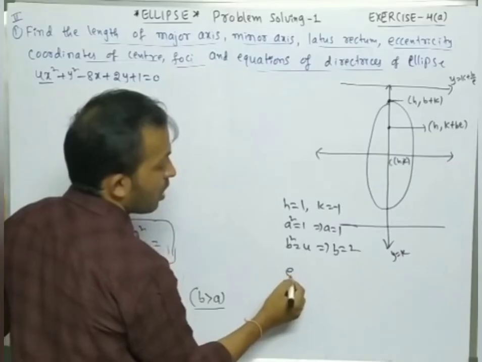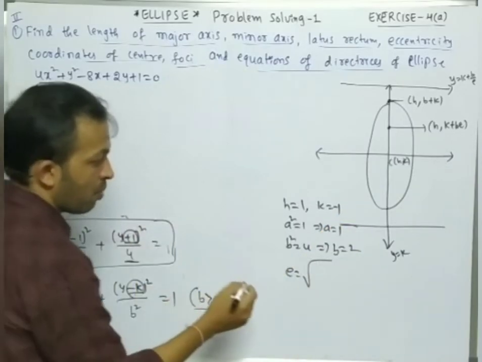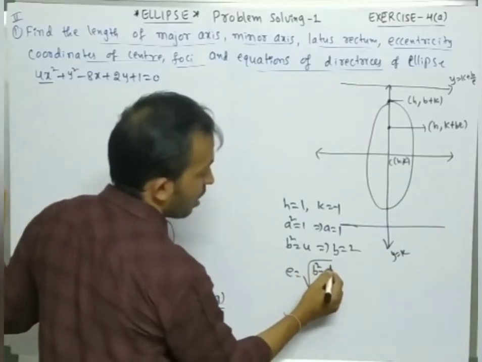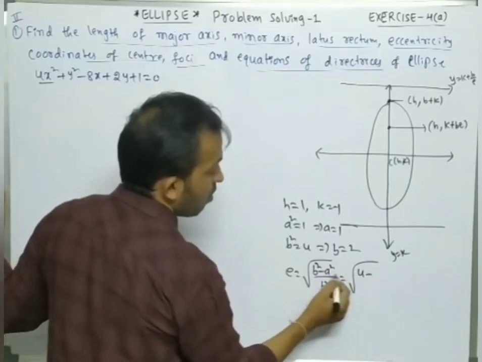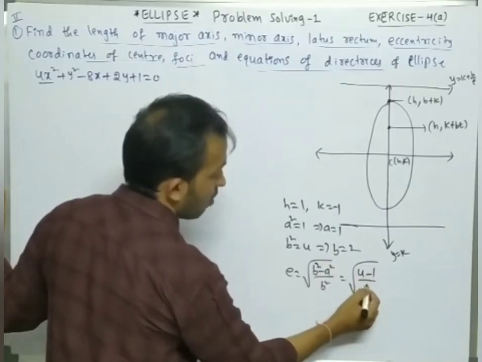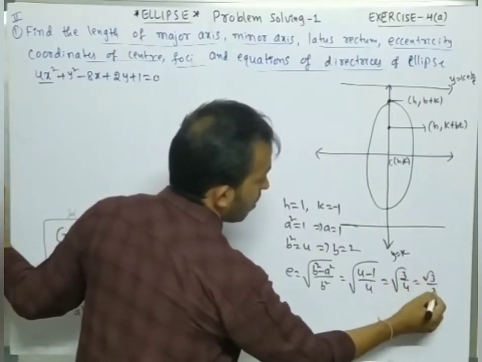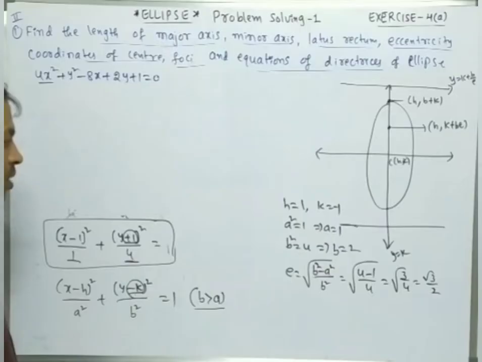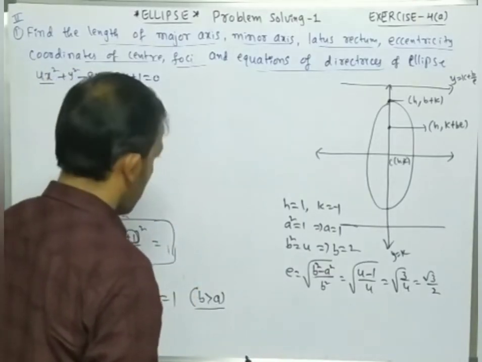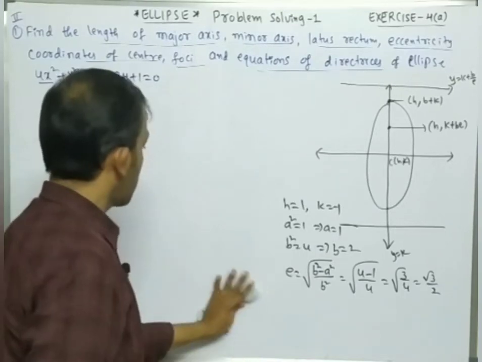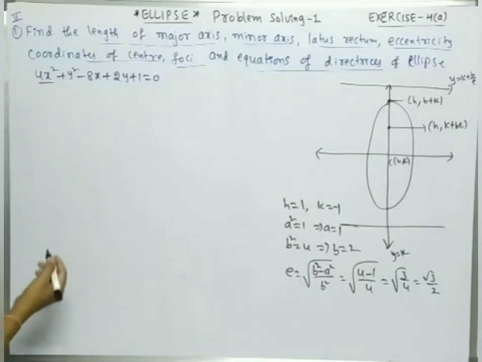2. Next, the eccentricity formula. In this case, it is not square root of a square minus b square by a square, it is b square minus a square by b square. Reverse. So b square 4 minus a square 1 by 4, that is root 3 by 4, that is root 3 by 2. So eccentricity is root 3 by 2. So these are the main things, h, k, a, b, and eccentricity. Now we got all those values.